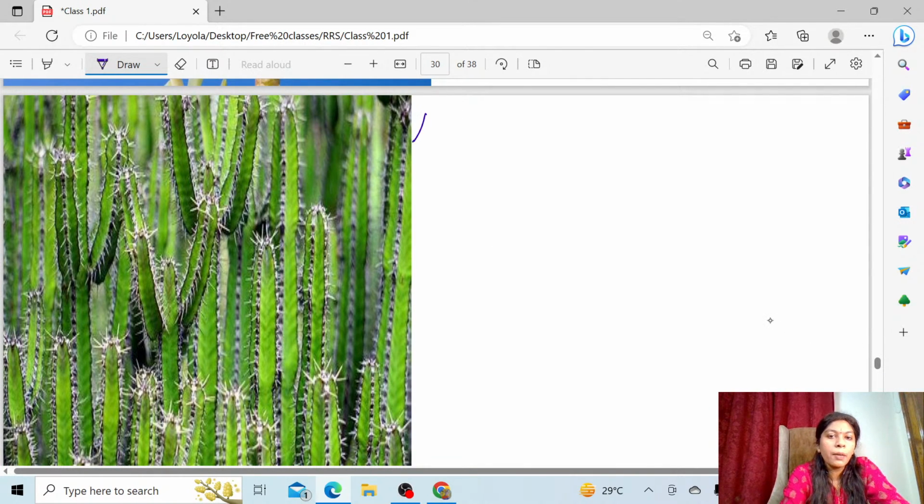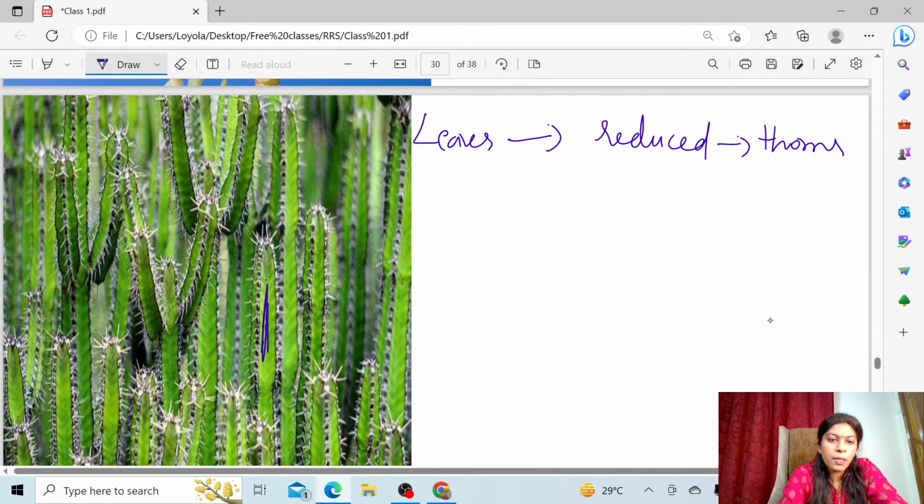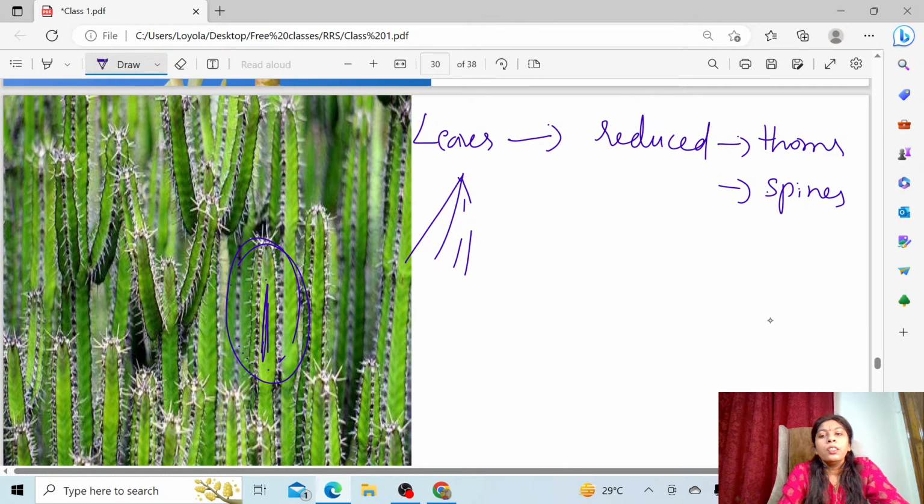Now leaves. What adaptations can be found in leaves? Leaves will mostly be reduced in xerophytes, either in the form of thorns like this. This is a stem, and these are the thorns surrounding the stem. You can see small thorns. There are no leaves. So thorns, or they reduce to spines. Spines are very sharp. Spines will not be like thorns; they will be free flowing like this. I have no image here, but it will be like this. And sometimes leaves themselves will not be there. We call this aphyllous.